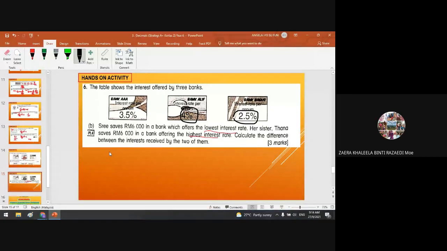Teacher, the difference is 90. 90? Right, let's look at whether the answer is correct or not. I used the teacher's method just now. Get the highest rate minus the lowest rate first. Highest is 4, lowest is 2.5. So I use 4% minus 2.5%.